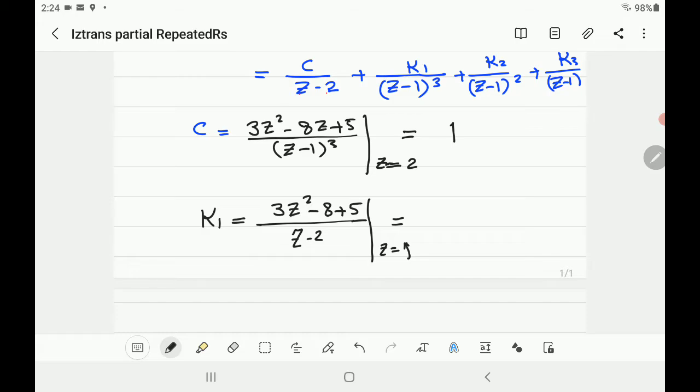So substitute and find k1. Well, let's just do that. When you put z equal 1, z squared equal 1 times 3 is equal to 3 minus 8 plus 5. Sorry, there's a z here.